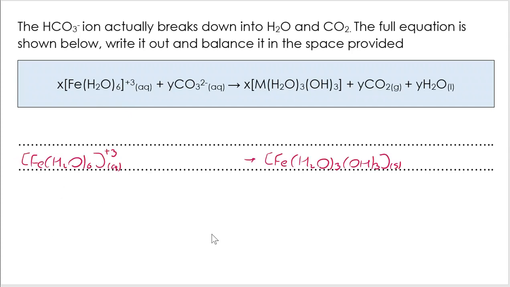Well, I've got one of the complex and one of the product complex. I am going to need to add 3 CO3 2- if I'm going to remove 3 of the H+. And if I remove 3 of the H+, I do end up making HCO3-, but it breaks down into CO2 and H2O. I now need to add the state symbols. I've got my aqueous carbonate ions, I've got my gaseous carbon dioxide, and my liquid water.